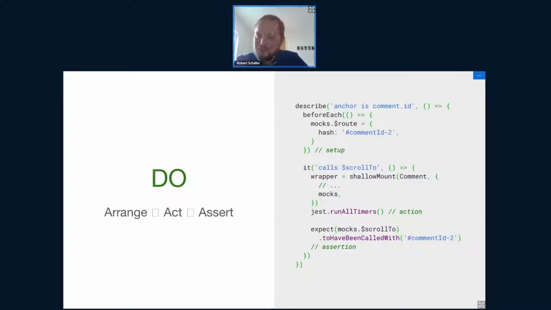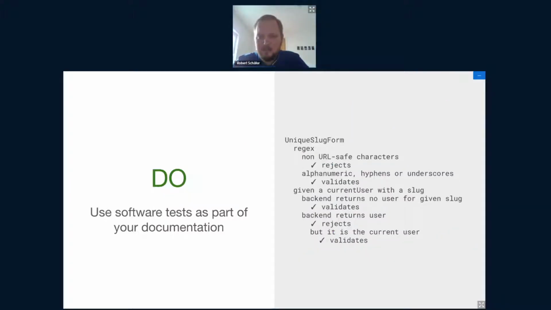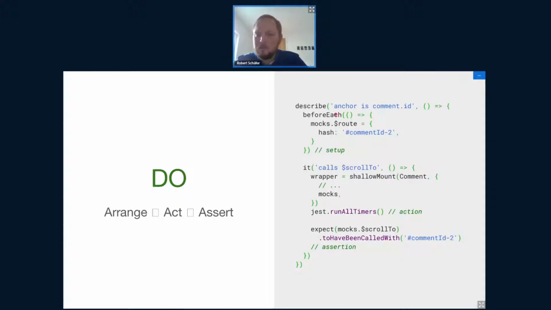So usually you have those 3 steps with software testing: arrange, act, assert, where you bring the system into a state first, then you do something, you make an action, and then you assert the result, for example. And this is on the right side. This is like an example of such a test case where you have some sort of test setup.